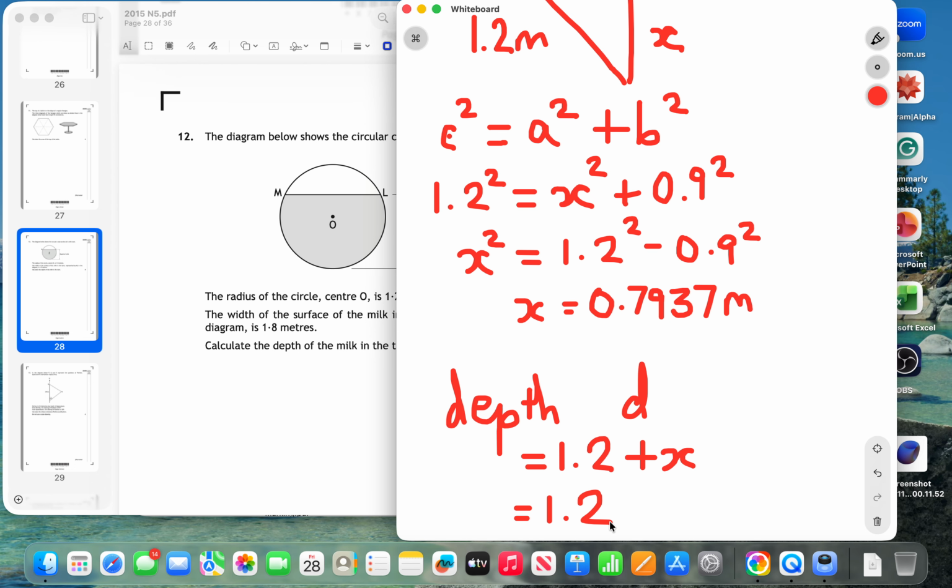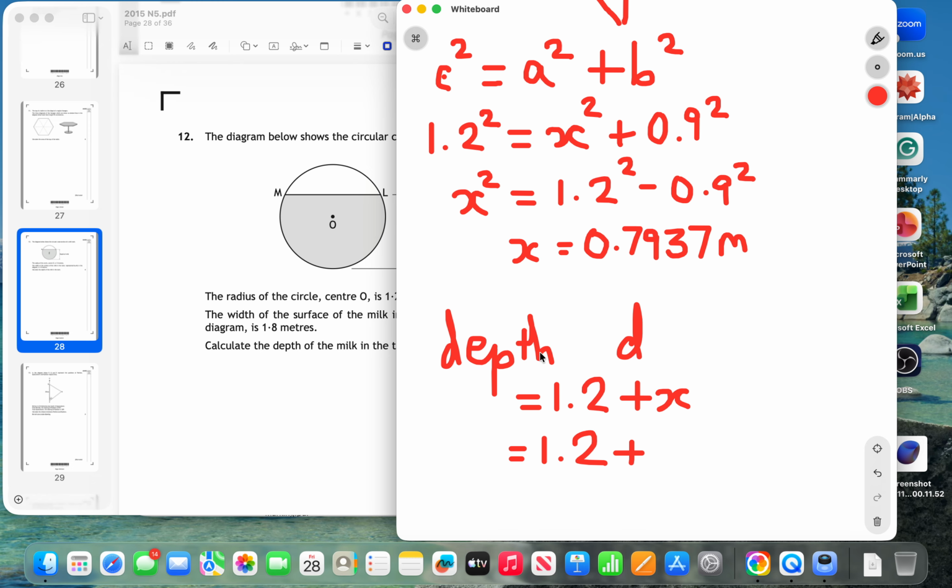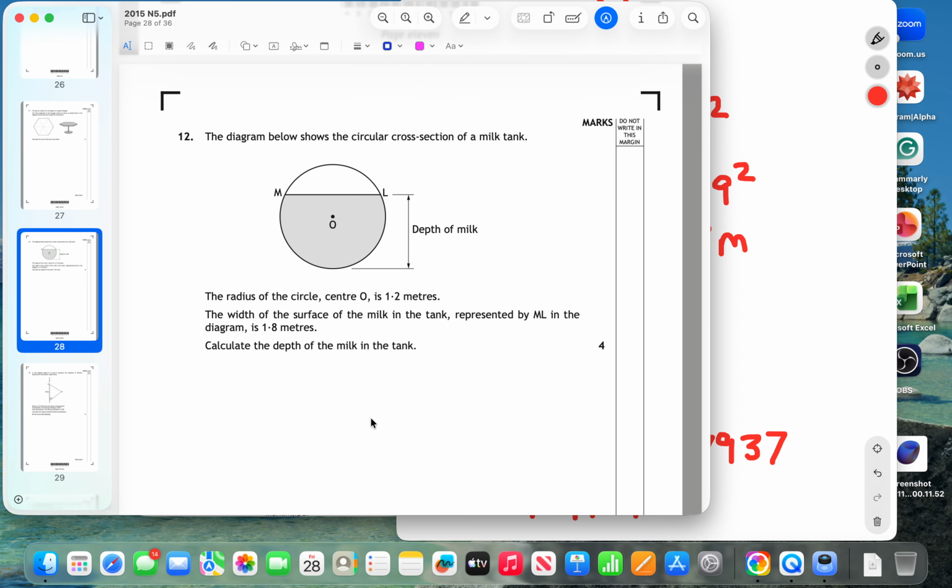So that's 1.2. Again, you want to specify exactly what x is, what d is. Make it very clear. 0.7937. And that gives us 1.9937 meters. Does the question say anything about rounding? It doesn't. No, it doesn't.